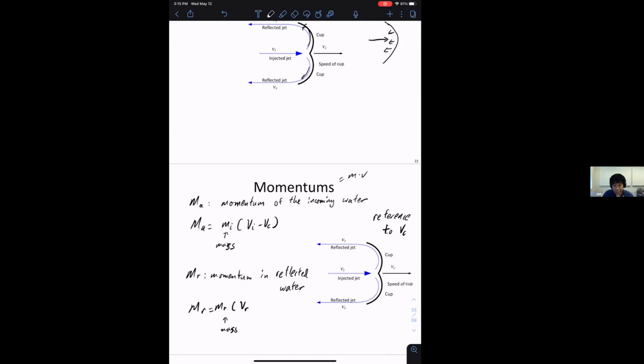How does VC enter here? Plus VC, since they're going in different directions. So this is plus VC. We have minus VC for the incoming water, plus VC for the reflected water. Any question about this?